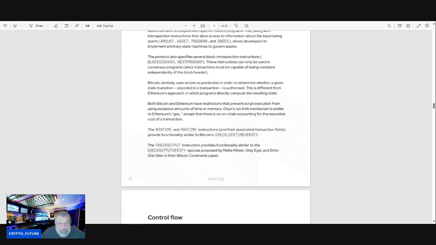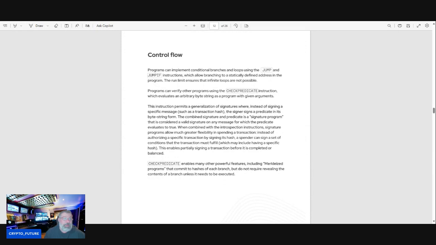The min time and max time instructions and their associated transaction fields provide functionality similar to Bitcoin's CHECKLOCKTIMEVERIFY. The check output instruction provides functionality similar to the CHECKOUTPUTVERIFY opcode proposed by Malte Möser, Ittay Eyal, and Emin Gün Sirer in the Bitcoin Covenants paper.